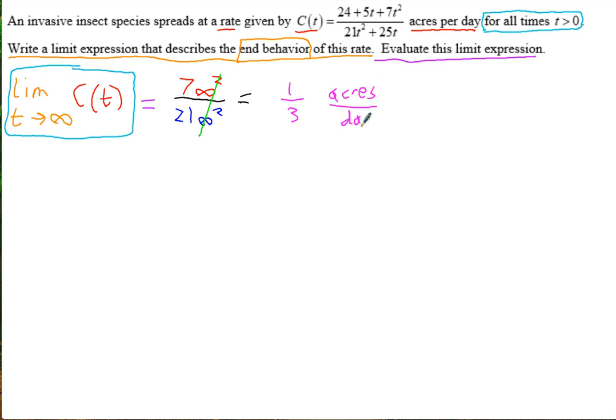So what that would mean in the context of this problem is that as time keeps going on to infinity, eventually the rate is approaching 1/3 acres per day that this invasive insect species spreads out. And that concludes the notes for AP Calculus on the topic of limits at infinity and horizontal asymptotes continued.